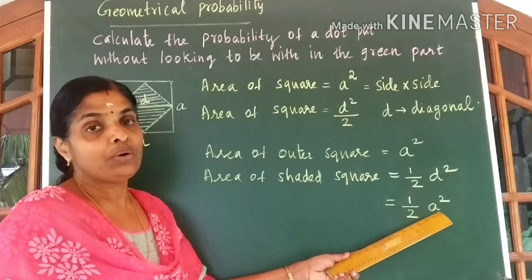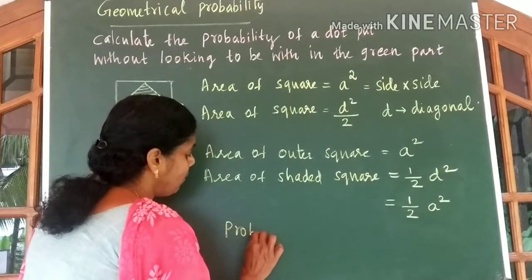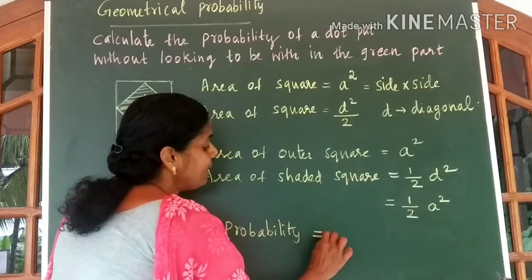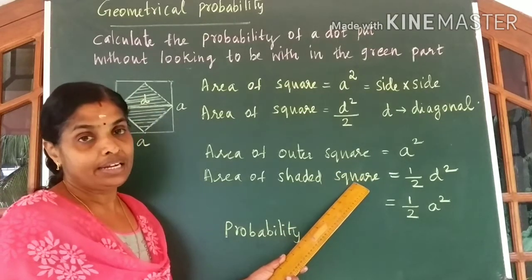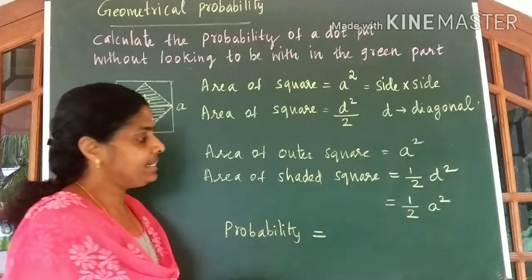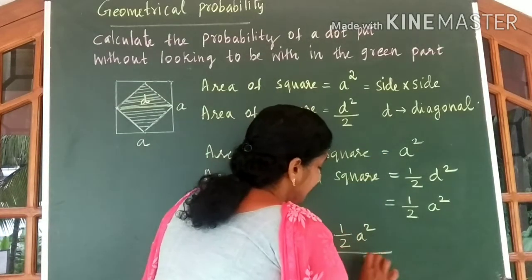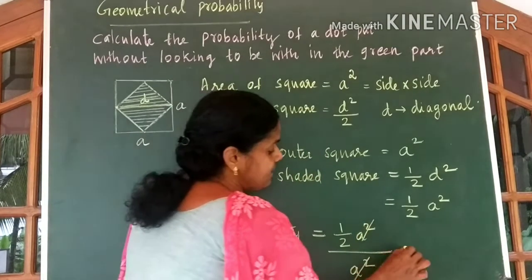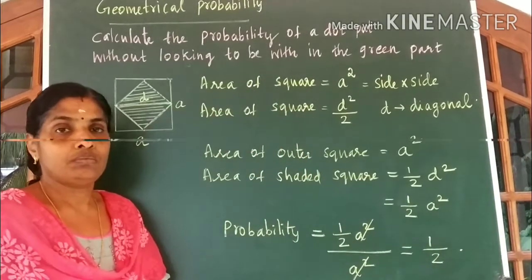Okay. Now what is the probability? Probability of a dot being within the shaded part is equal to area of the shaded square divided by area of the outer square. That is, you will get half a square divided by a square. A square cancels with a square. So the answer is 1 by 2.